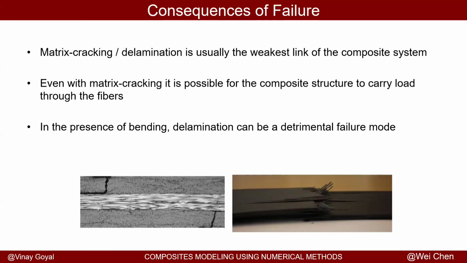What are the consequences of failure? So matrix cracking and delamination are failure modes associated with resin failure modes, and they tend to be usually the weakest link of the composite system. When matrix cracking occurs, it is possible for the composite structure to carry additional load through the fibers. In the presence of bending, however, delamination can be a detrimental failure mode.